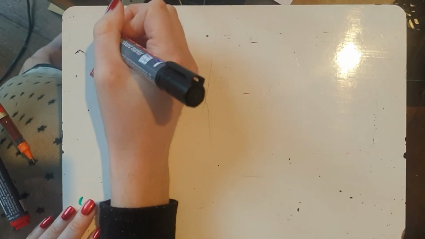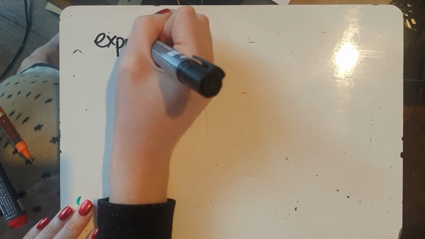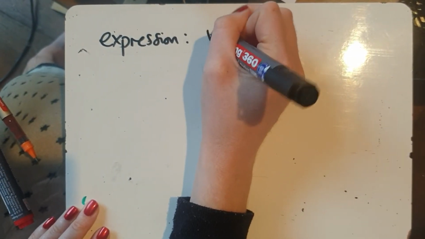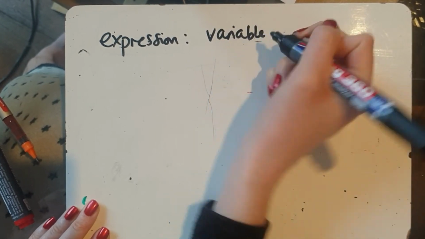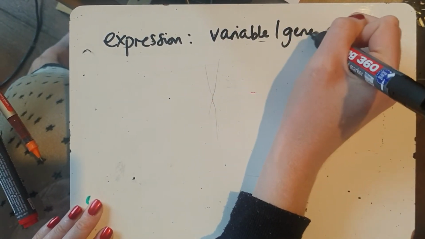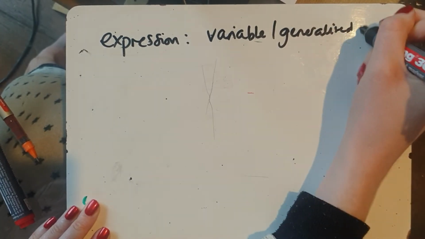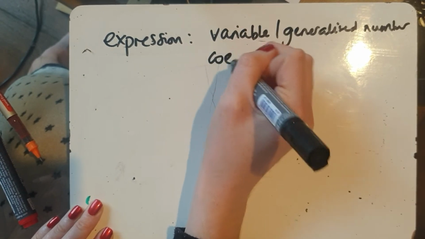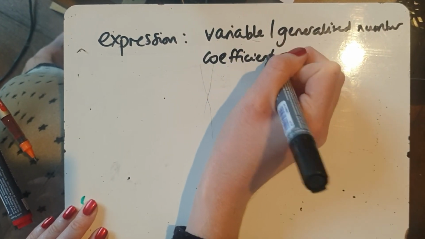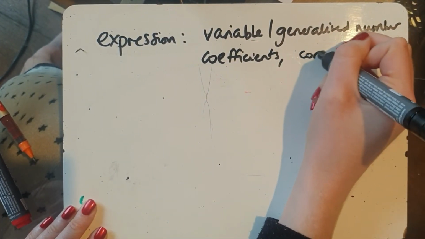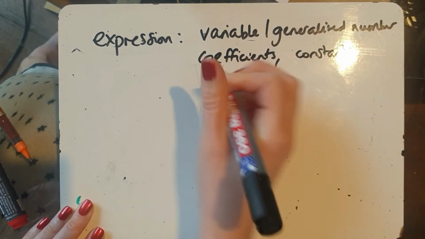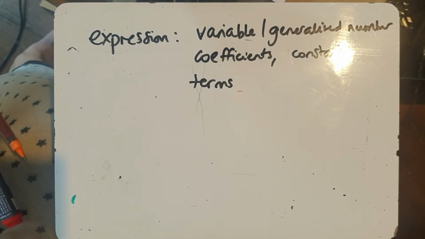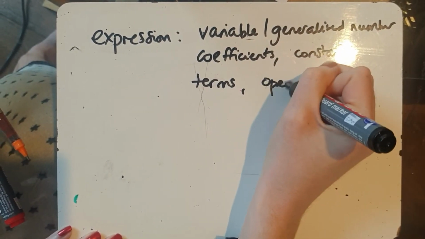So what that gives us then is an expression. We'll have, or could have, a variable or generalized number. Could have coefficients and constants, and it will be made up of terms. Oh, and also operators.